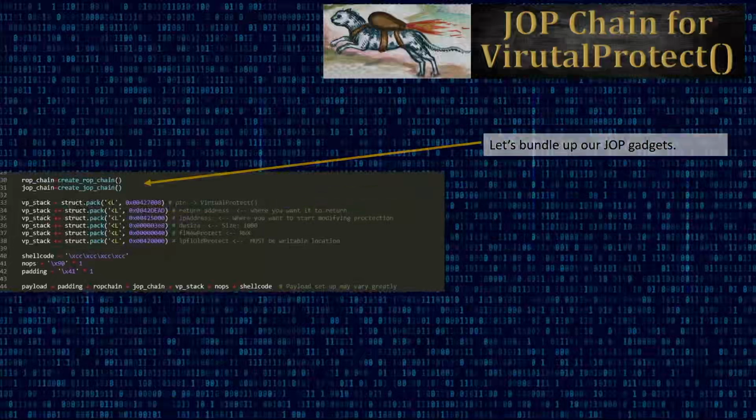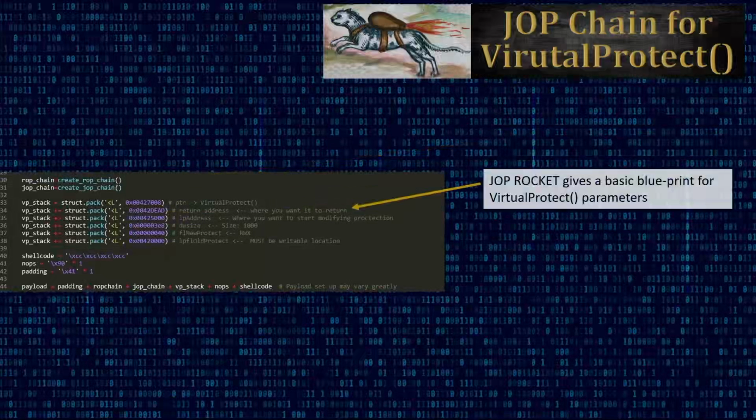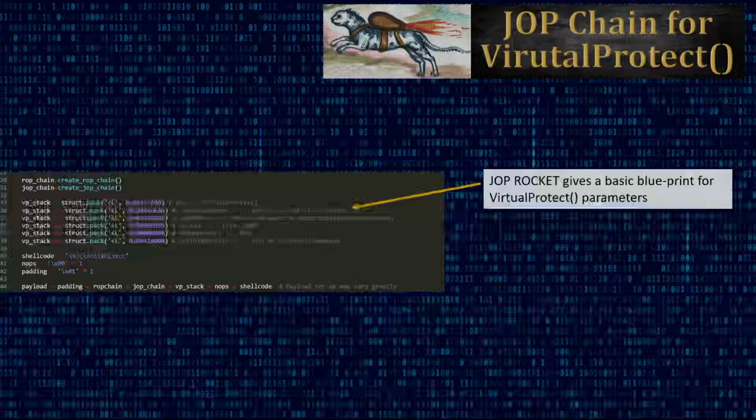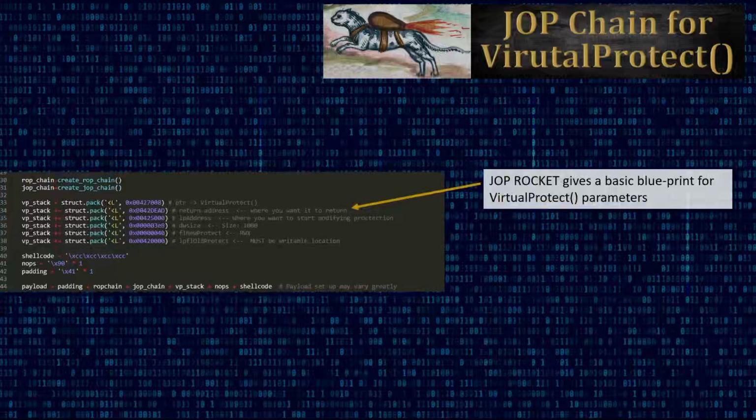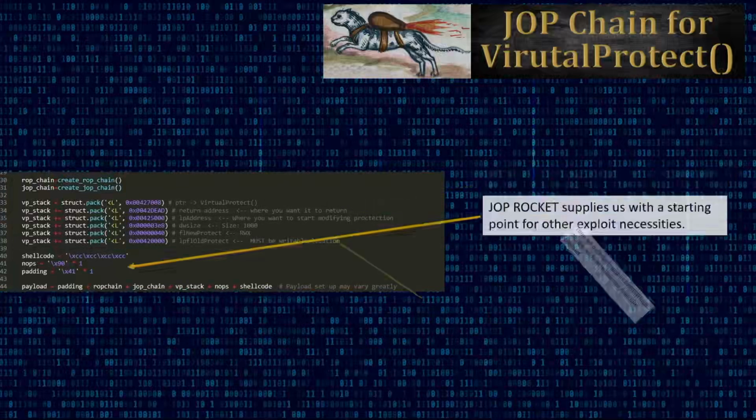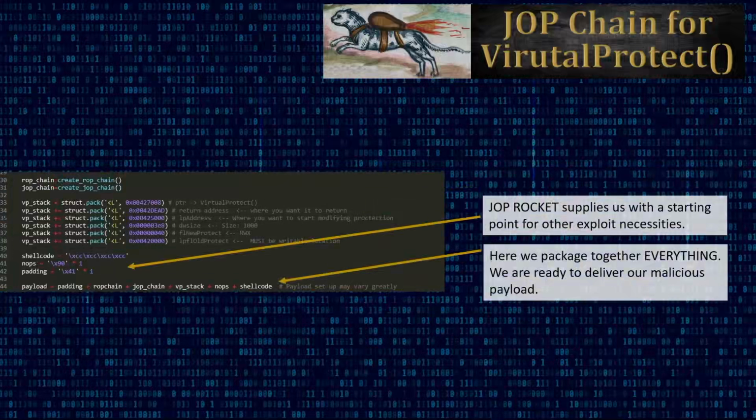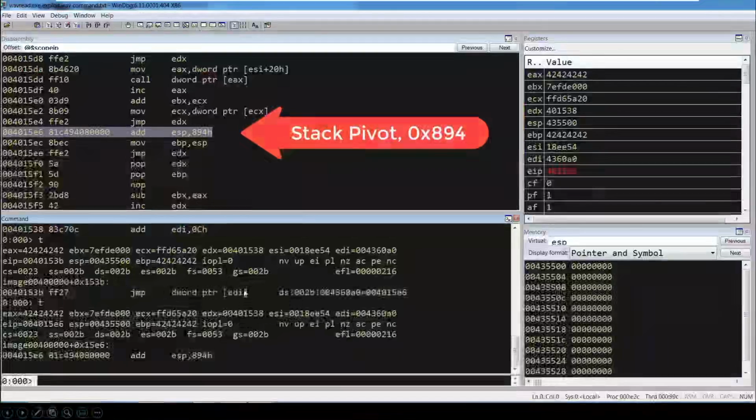Let's bundle our gadgets. And then here are our stack parameters, so we can customize these to whatever we may need. This gives you a good starting point, and then some other stuff that is generally useful in terms of getting it built. So we have a little ROP chain, we have a JOP chain, a VP stack, etc. Let's see this in action here.